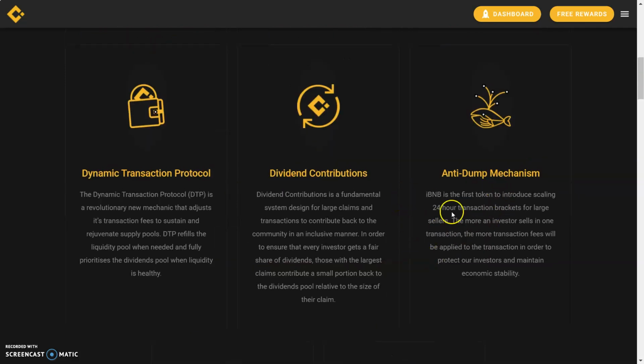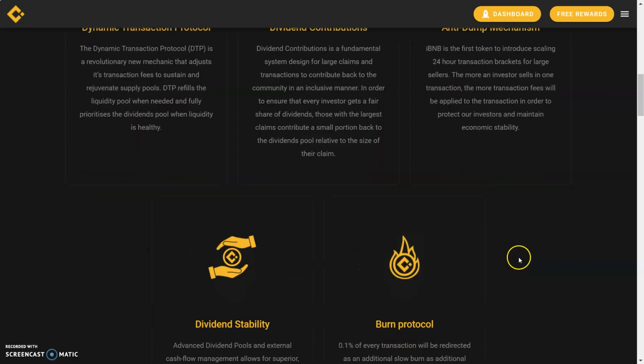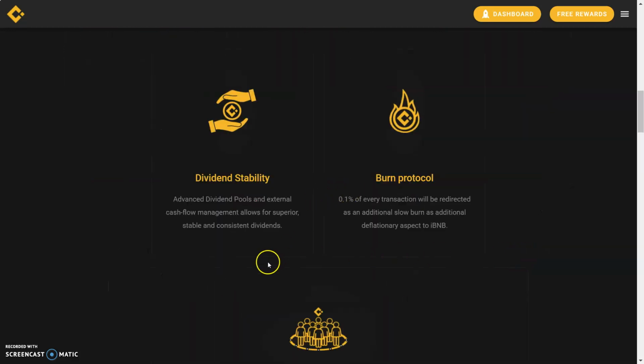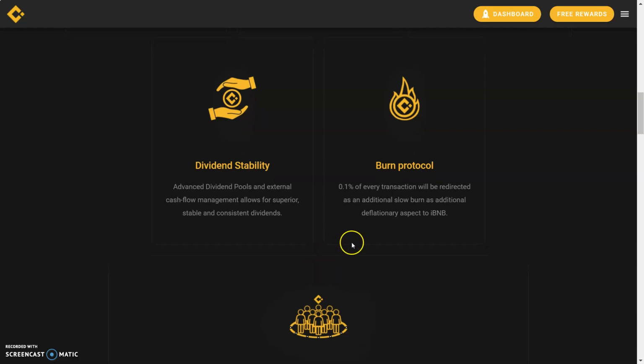Anti-whale mechanism, saying that they're basically going to let you sell what you want, but there is going to be a higher tax. It'd probably be good to know how these taxes can be, how much more, and what they're looking like. But we'll see if the tokenomics are on the bottom and see what else we got. We got dividend stability: advanced dividend pools and external cash flow management allow for superior, stable, and consistent dividends. Okay, we got the burn protocol. 0.1% of every transaction will be redirected as an additional slow burn, as an additional deflationary aspect to iBNB.